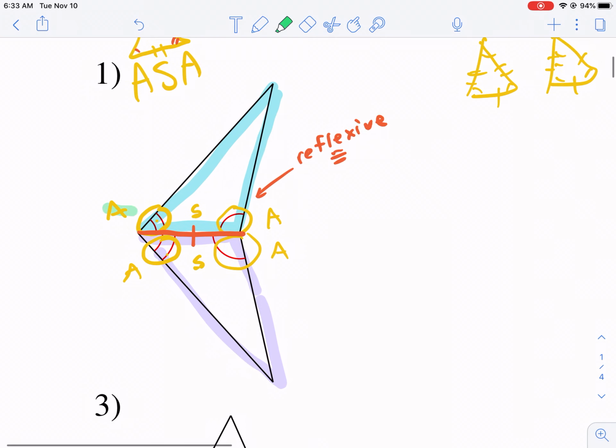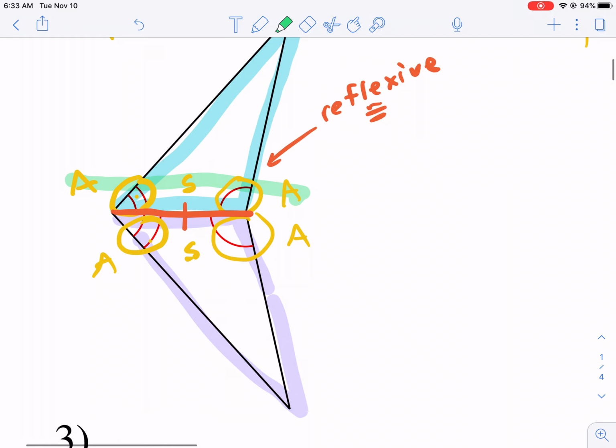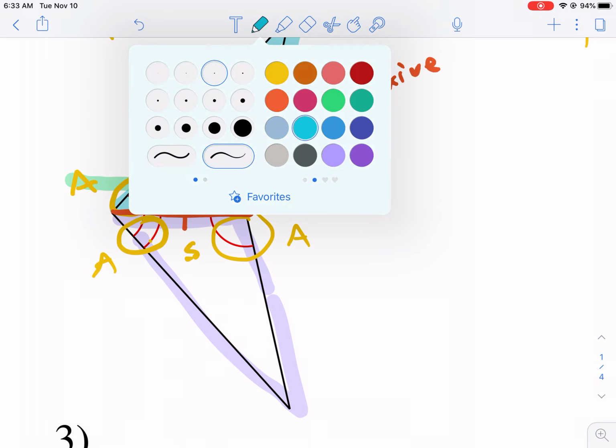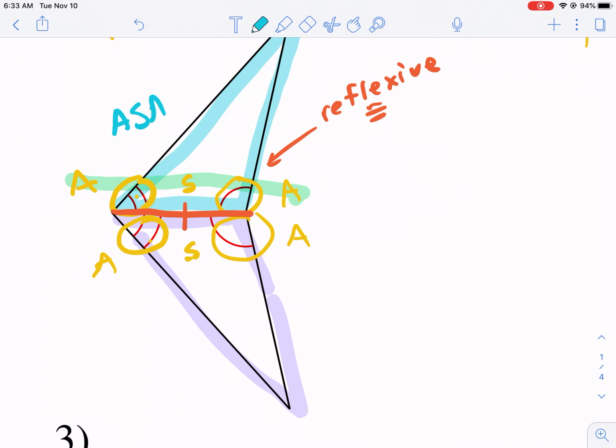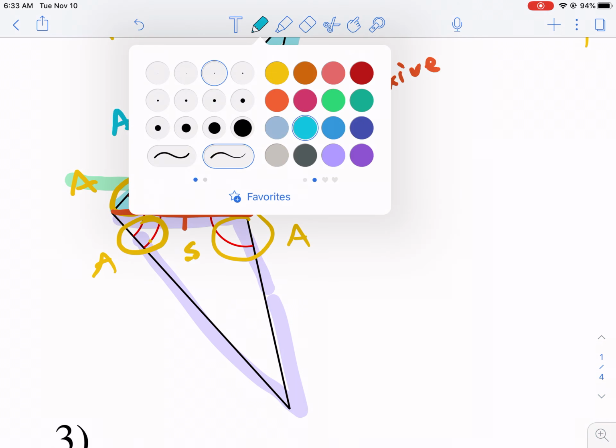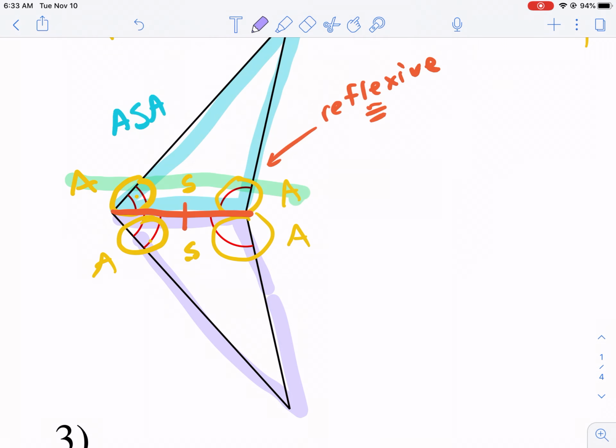So here we'd go angle. The next closest thing is the side and then an angle. You'll notice that it's a side sandwiched between two angles. So this blue triangle has angle, side, angle. Now, is it congruent to the purple? Well, we're going to find out.